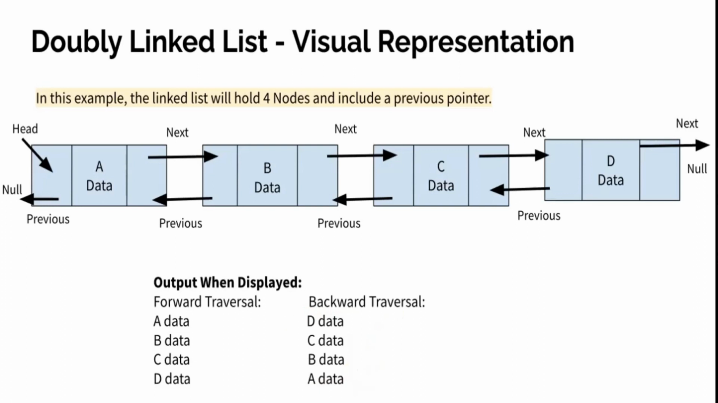Now, going into depth in this linked list, we have a next pointer. The next is referring to the next node. So our A data will refer to B, and so forth.